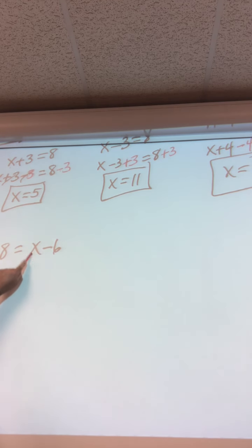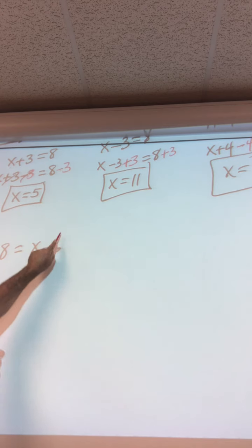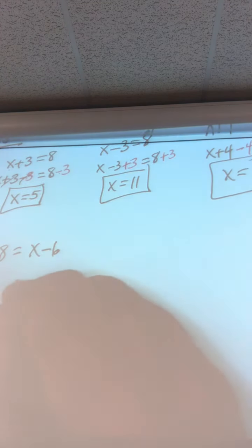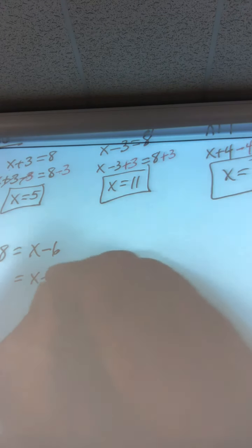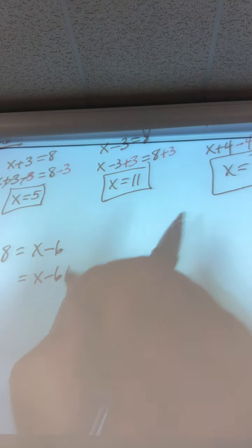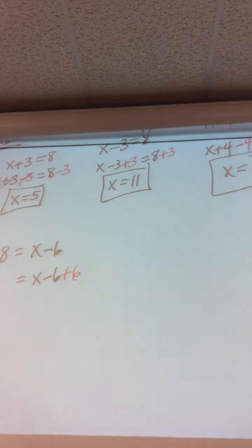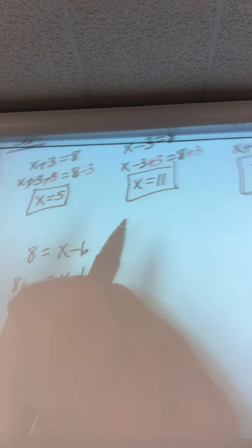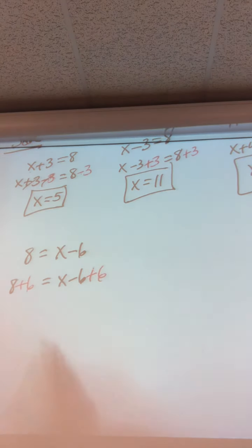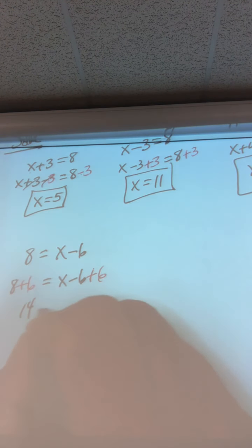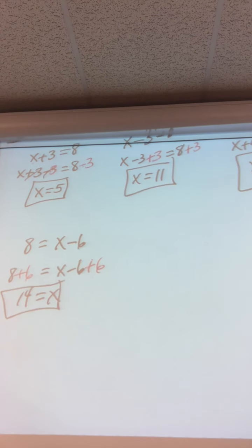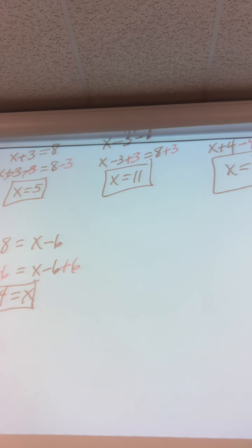Well, if I'm going to leave the x on the right side, I have to get rid of that subtracting 6. So to get rid of the subtracting 6, I will have to add 6. But if I add 6 to the right side, I must also add 6 to the left side. And when I do, I get 14 equals x. All right, let's do another one.